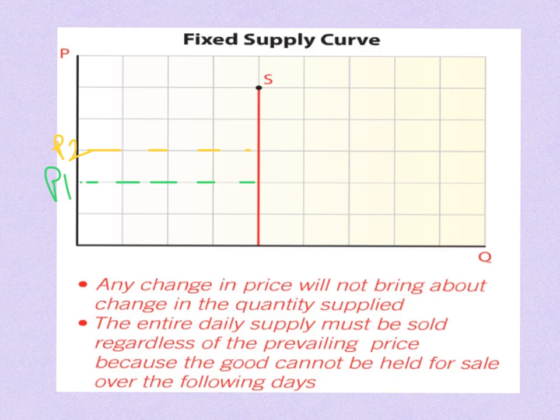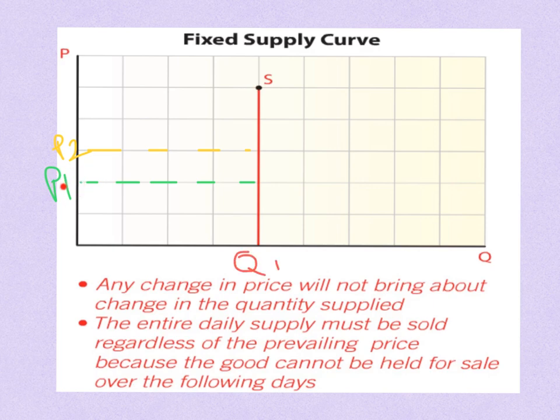The final alternative supply curve is the fixed supply curve. A good example of this would be any sort of sports stadium. For example, Croke Park. Croke Park has a limited amount of seating at 83,000 seats. Therefore, for any event or game that is played there, they can only sell 83,000 tickets. What we can see here on the fixed supply curve is that it is a vertical line.